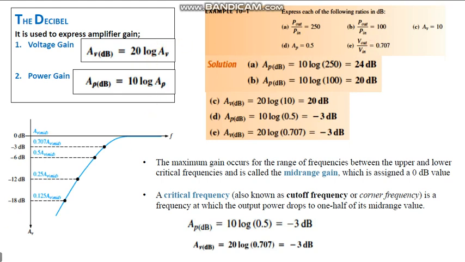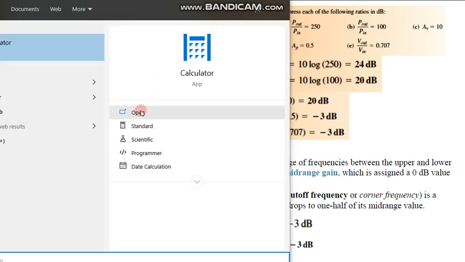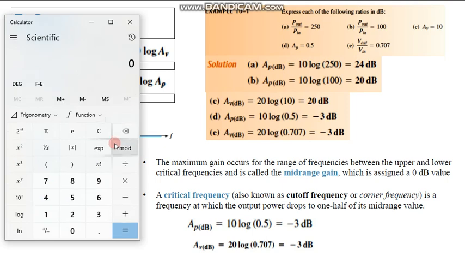Let me show you, if I go to the calculator and solve this part, taking the log of 250 and multiplying it by 10, the result would be 23.97, which is almost 24. So this is the result. Let's suppose I solve a voltage ratio, a voltage gain, so this is a voltage gain over here.